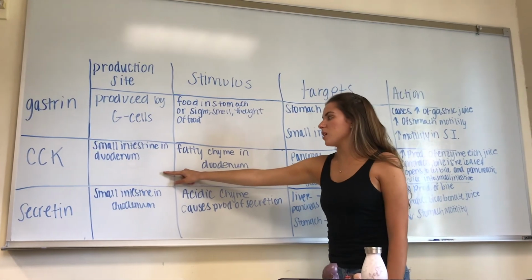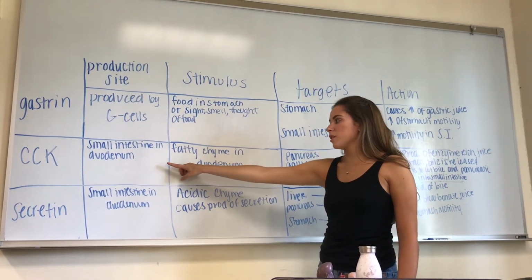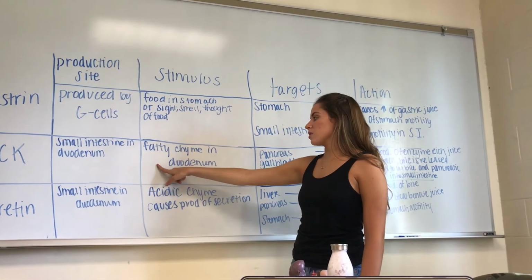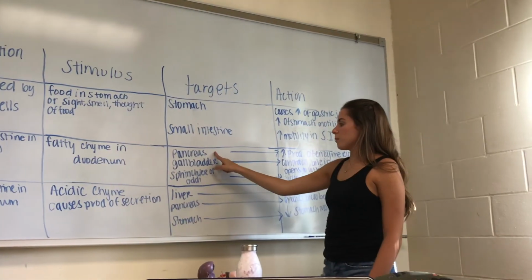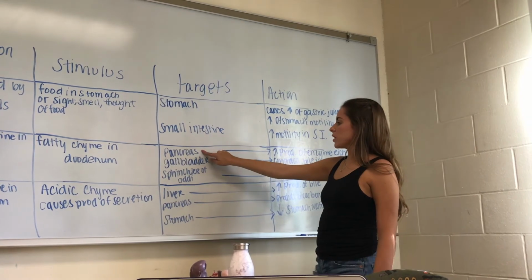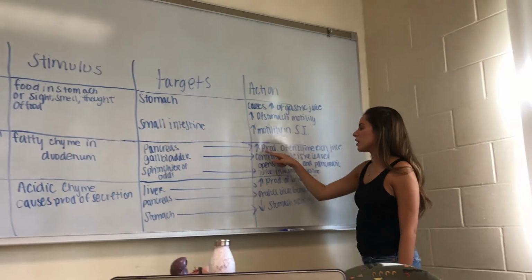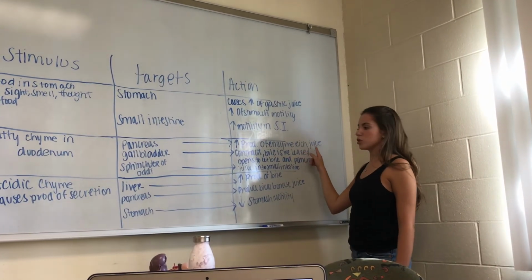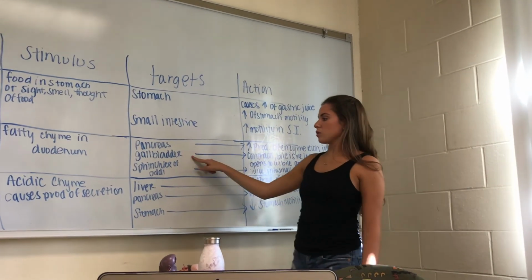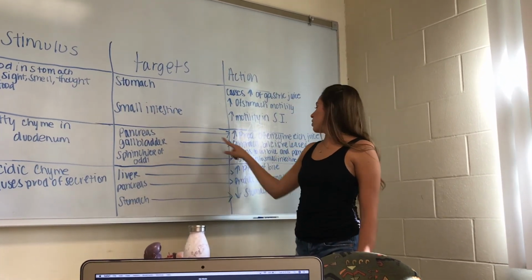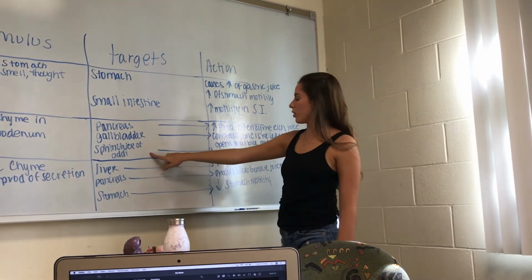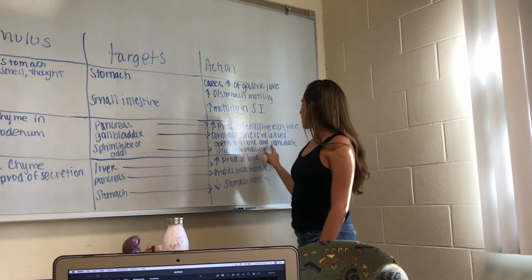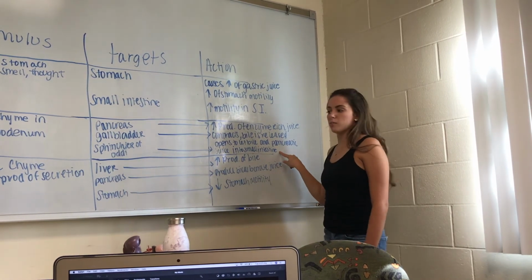CCK's production site is the small intestine and the duodenum. The stimulus is fatty chyme in the duodenum. It targets the pancreas and increases production of enzyme-rich juice. It also targets the gallbladder, which contracts and bile is released. The sphincter of Oddi opens to let bile and pancreatic juice into the small intestine.